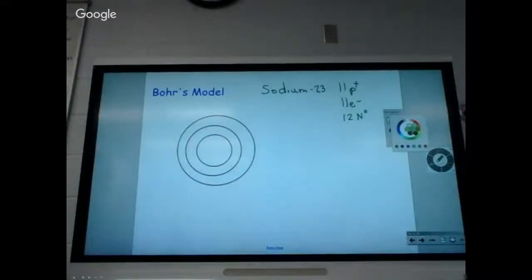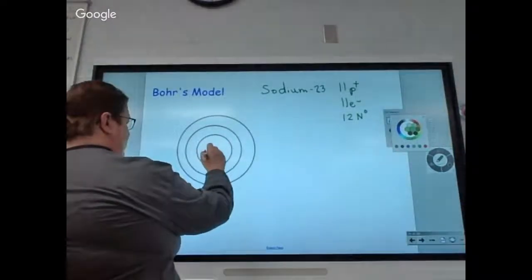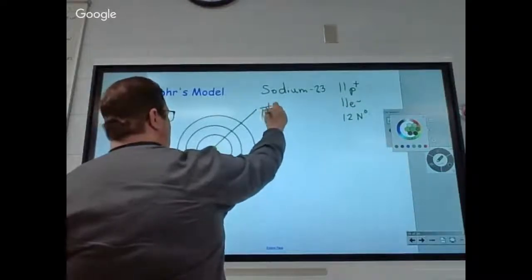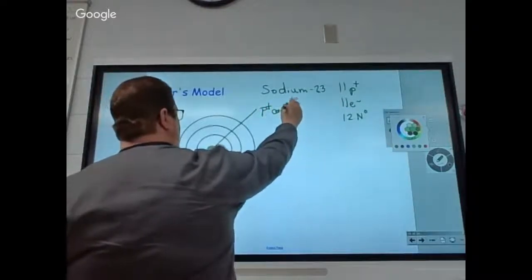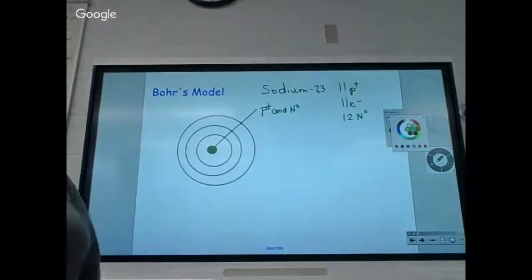Now, tell me what you know about the atom from earlier in the semester. What goes where? The protons and the neutrons. Okay, so here in the center in the nucleus, and this big green dot, we know that we would have the protons and the neutrons, right? Okay, so out here on these rings would be our electrons.